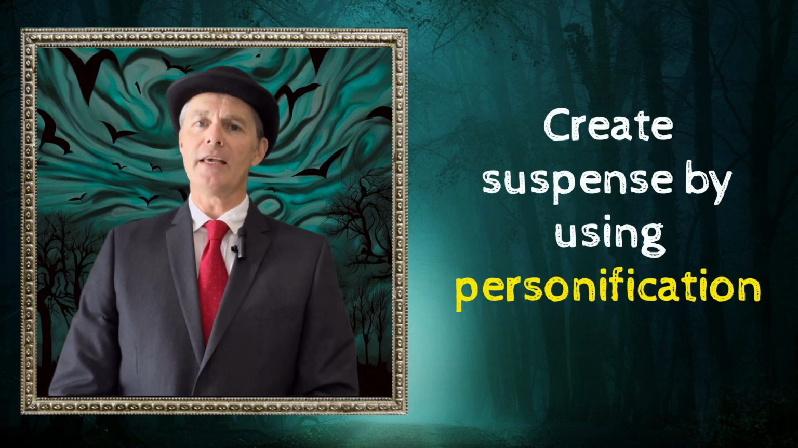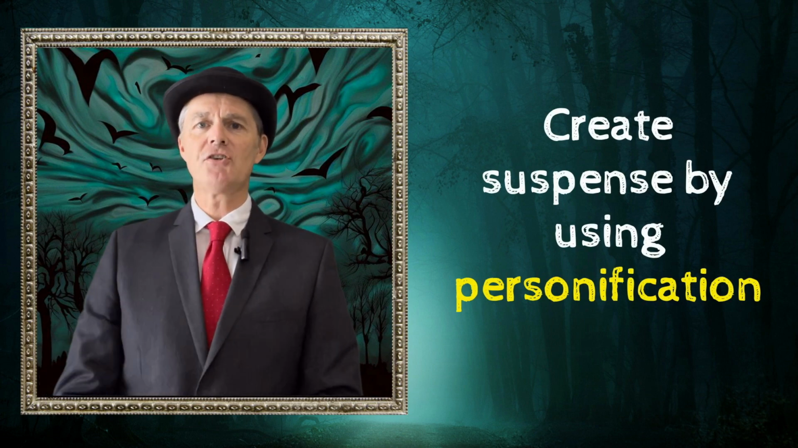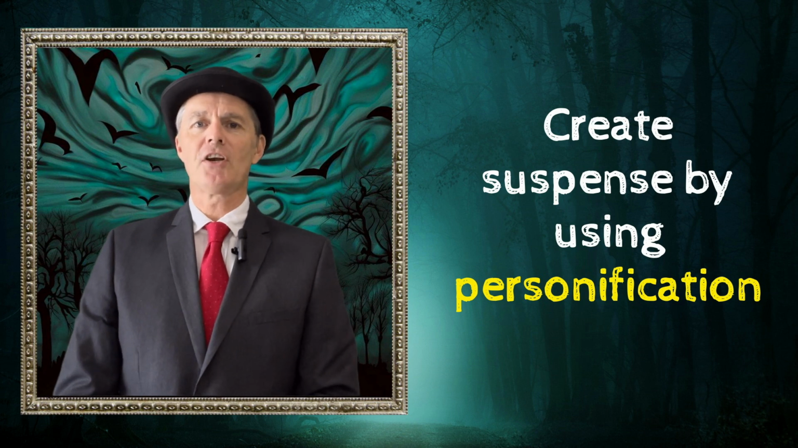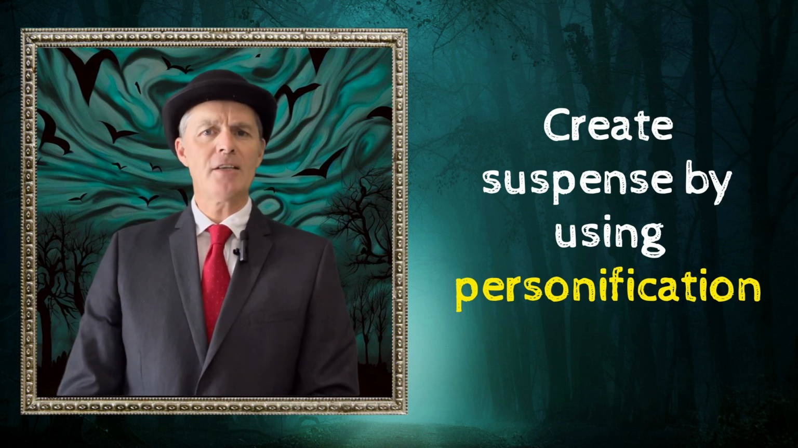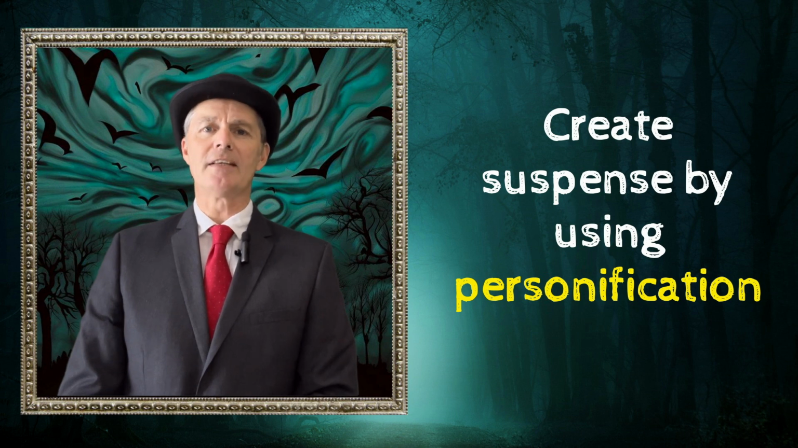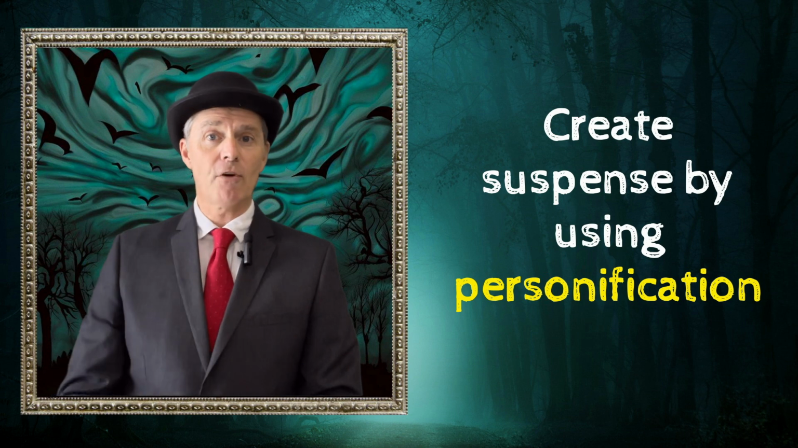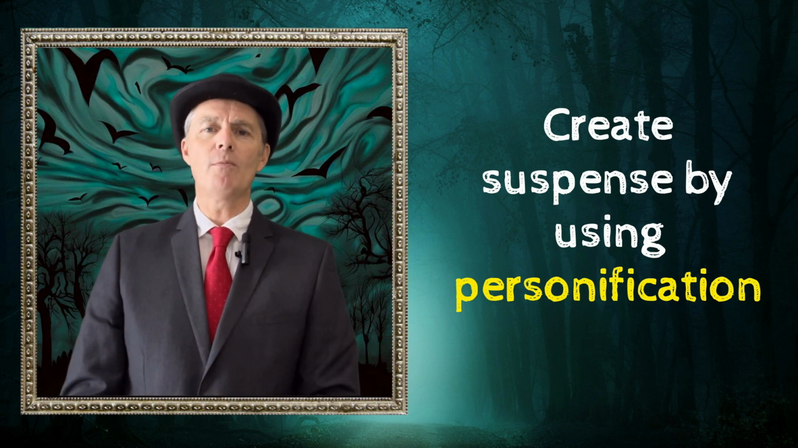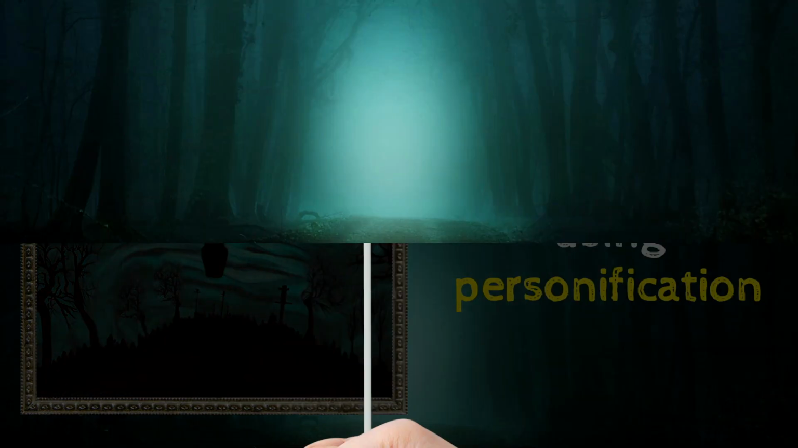In this tutorial, you will create suspense by using personification. Personification is a way of creating more interesting and engaging writing by making non-human things seem like they have human thoughts, feelings, and actions. For example, if you were to write "the rain tapped on the window pane," you are giving the raindrops the ability to do something humans can do. Tap like fingers against the glass.